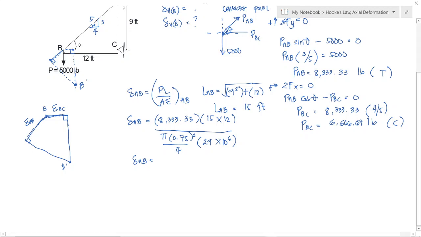Okay, so we have the deformation of AB equivalent to 0.1171 inch. Express your answer in 4 decimal places. Store it in your calculator so it stays exact. Only round off at the final answer. Okay, so solve for the delta BC.